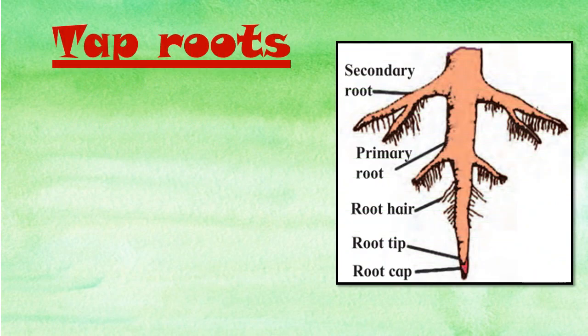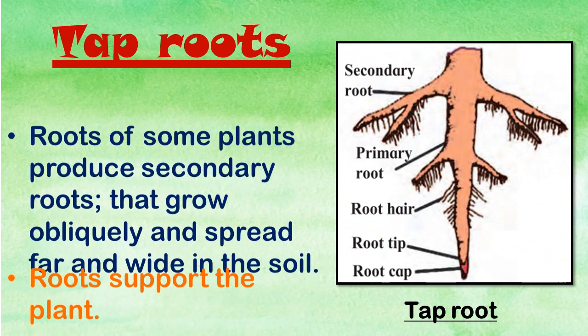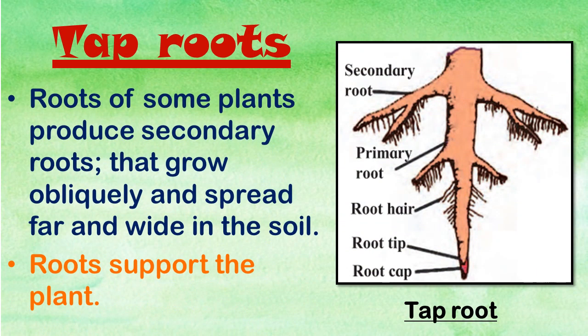First let us study the taproot system. So what is a taproot system? Here you can observe the picture of a taproot. The roots of some plants produce secondary roots that grow obliquely and spread far and wide in the soil. This type of root is called a taproot, and this type of root supports the plant.